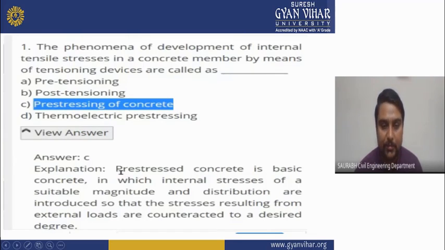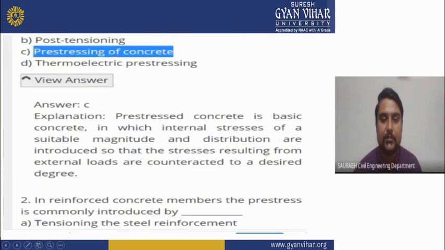There is also an explanation given. As we all know, pre-stressed concrete is a basic concrete in which internal stress of a suitable magnitude and distribution is introduced so that the stress resulting from external load is counteracted to a desired degree. Now come to the second question.